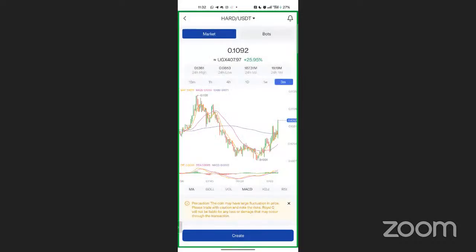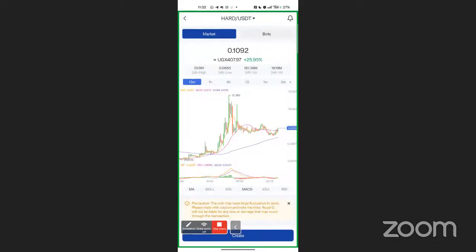Okay, now this one, the right time was supposed to enter around here. Around there, at that red candle before the pump. But this one I enter. I take 1%, 2%, 1.5 to 2.5, 1.5 best.